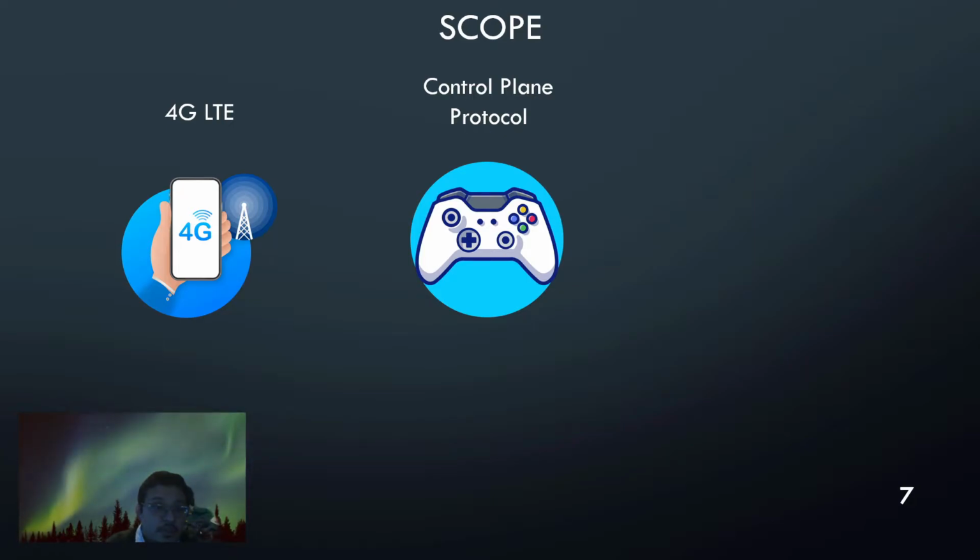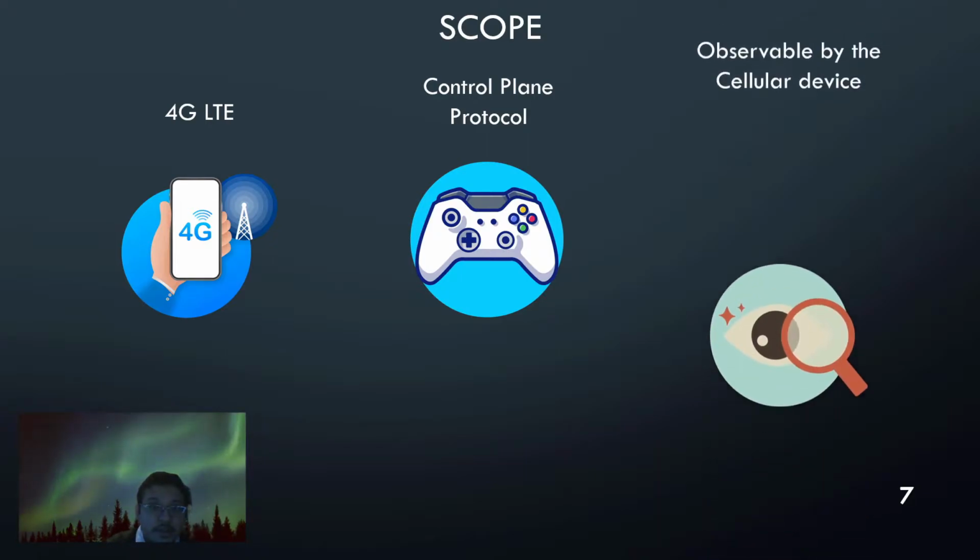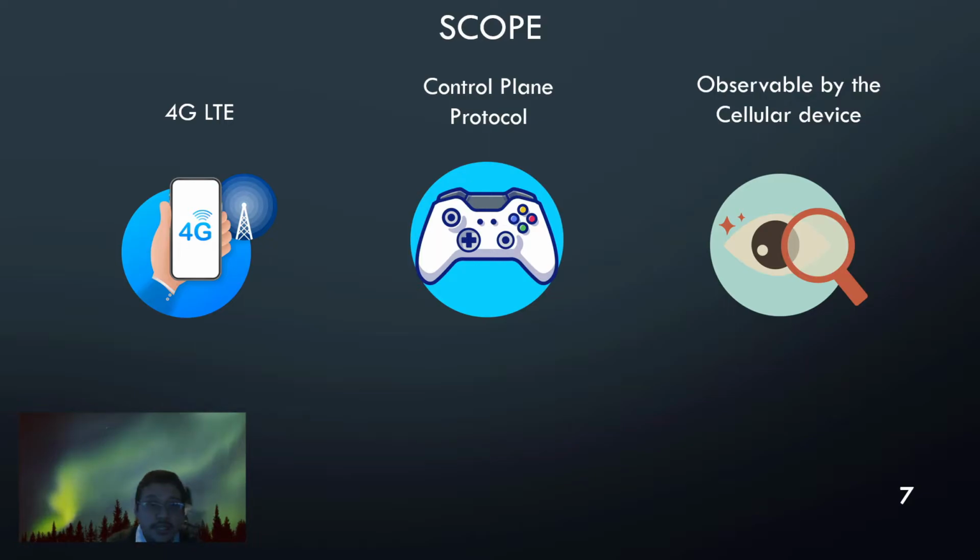Specifically, we're only looking at attacks on the NAS layer, the non-access stratum, and the radio resource control (RRC) layer. We're also only interested in undesired behaviors that are observable by the cellular device. For instance, something could go on in the network, but we're only focusing on things that the cellular device can actually see from its vantage point.